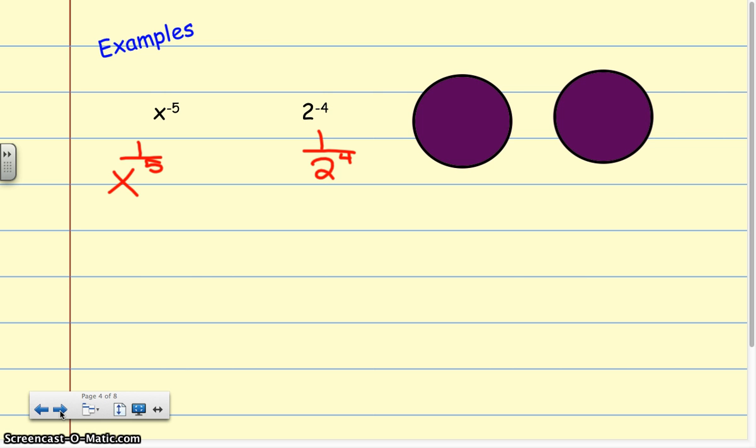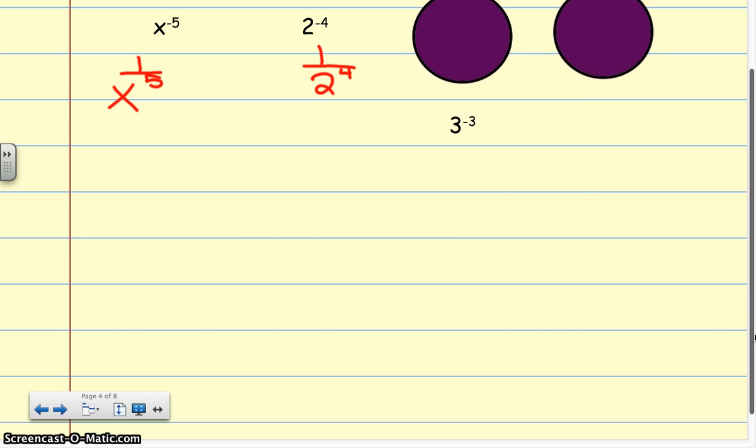Next example. Be patient, young one. 3 to the negative 3? 1 over 3 to the third. 1 over 3 cubed, which turns into, on ones like these, I'd want you to totally simplify it out. That's 1 over 27. Okay. 1 over 2 to the 4th, what's 2 to the 4th? 2 times 2 is 4, times 2 is 8, times 2 is 16.